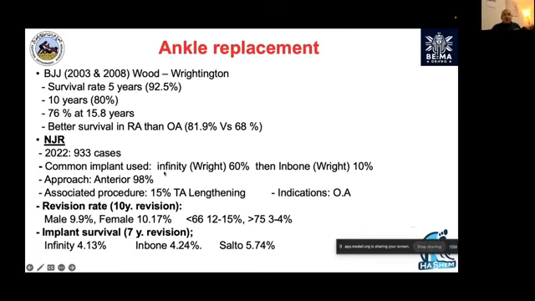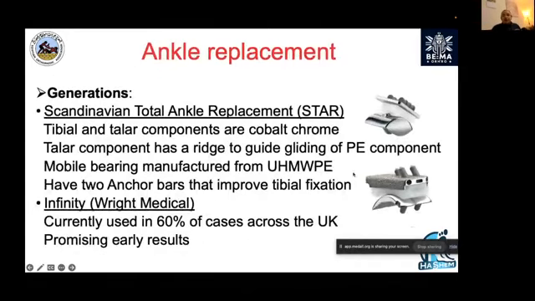And the difference between Infinity and Inbone is that the Inbone has a stem on the tibial side, and the talar side is smaller. As you have seen in this picture, Infinity is just a porous coated 3 pegs on the tibial side and porous coated 2 pegs on the talar side. The Inbone is exactly the same as the Infinity, but it has a stem in the tibia and a smaller talar component.